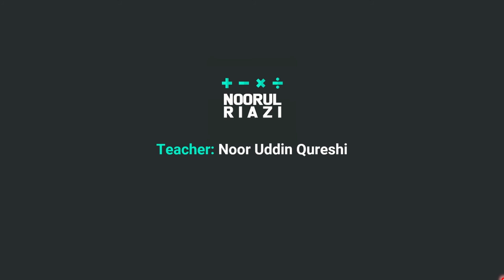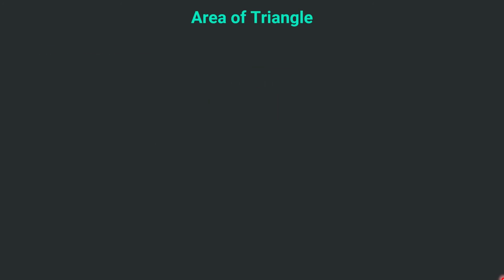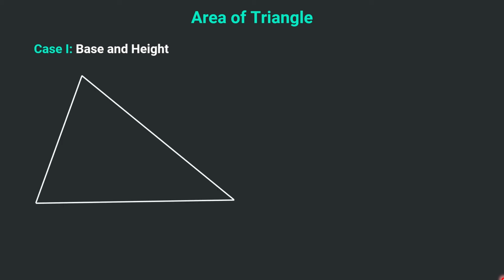And in this video, we will learn how to find out the area of a triangle with different cases. So let's start with our first case in which base and height of a triangle is given. So let's understand first what is the base and height of a triangle. So let's assume a triangle with a base like this and a height given as this.